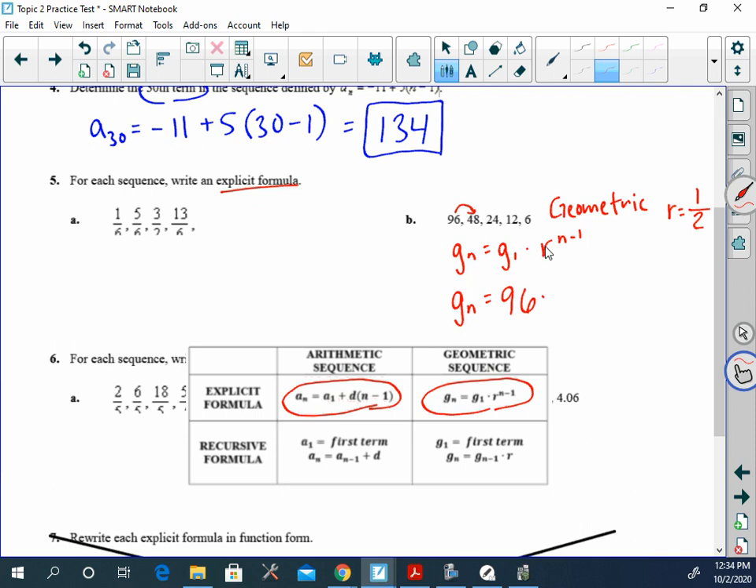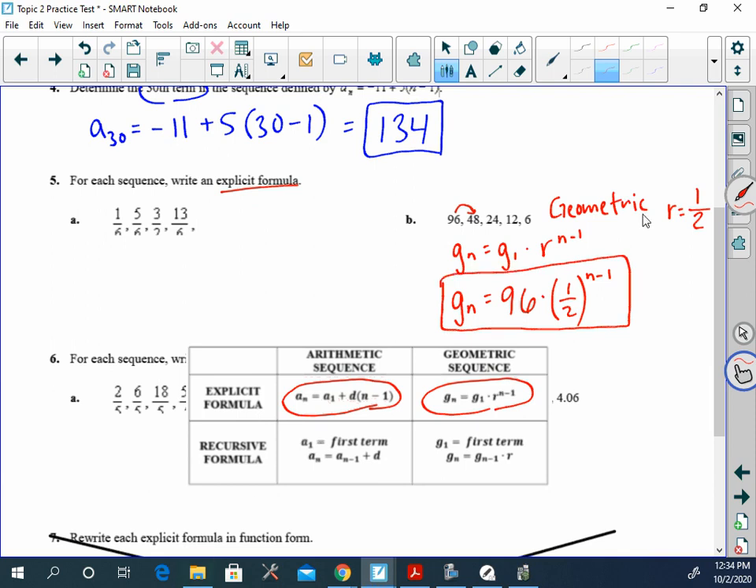And then we plug our r in here, and our r was 1/2, and I always put that in a parenthesis. And then we raise that to the n minus 1 power. So we should still have g sub n over here, we should still have the n here, but we're replacing those two pieces. So this would be my answer then. It's just writing the formula.